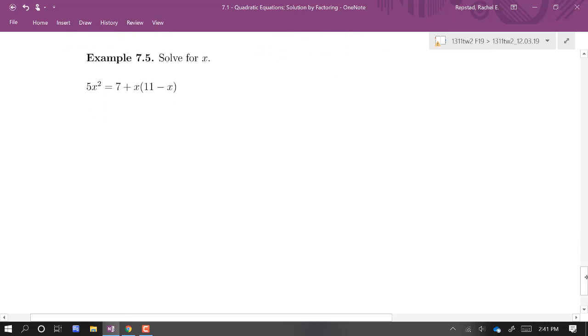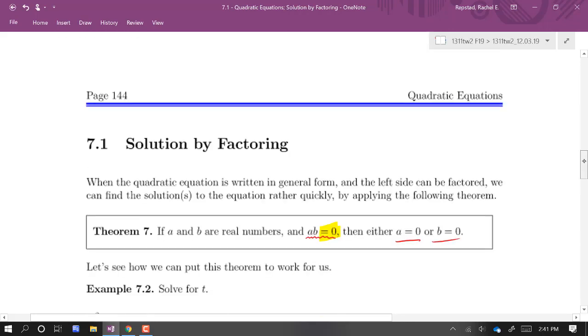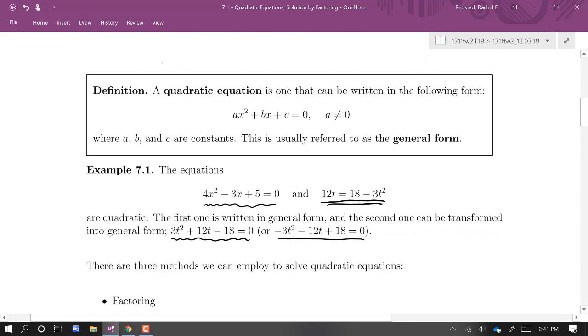What about this one? Is it a quadratic? Not yet. Well, it's not written in that general form. A quadratic is a quadratic even if it's in disguise. It's not ax squared plus bx plus c equals 0, but keep in mind that the definition is that a quadratic equation is one that can be written in that form, even if it isn't already.